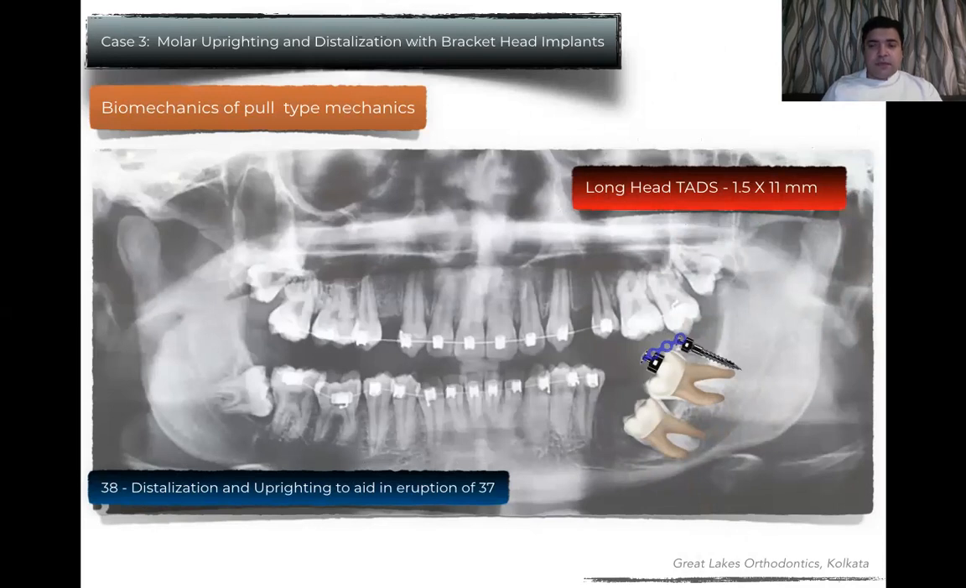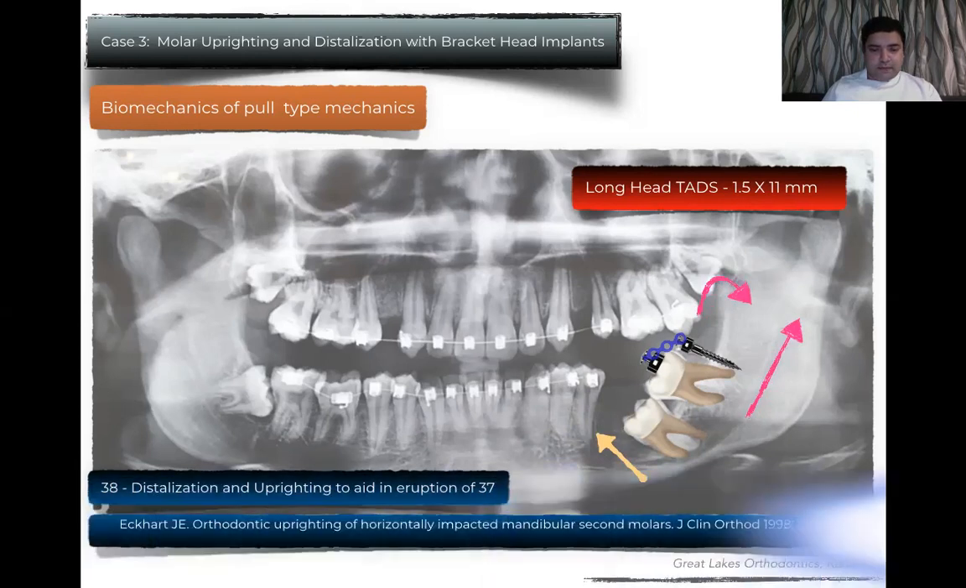However, if you note, after the initial uprighting, the space between the 38 and the TAD is so little that further activation is not possible, even though the TAD was placed in the ramus. So what did it do? It had a clockwise rotation. So it uprighted and disliced it a bit, which allowed the 37 to slowly come out into line. You can go through this article by Eckhart, which talks about orthodontic uprighting of horizontally impacted mandibular second molars. There are a whole lot of articles which you can go through.